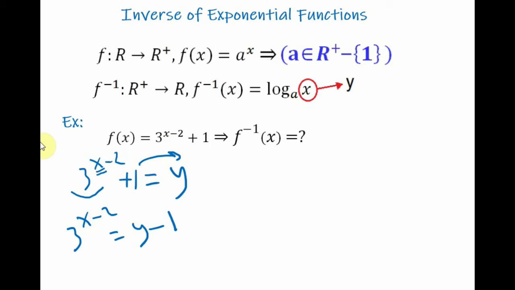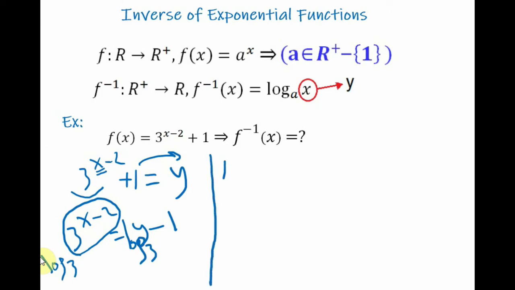So from here, whatever you see as the base of that exponential function, which is 3 here, take the logarithm of both sides in that base. Because we have 3 here, I'm going to take the logarithm of both sides in base 3. I'm going to write the equation again. Logarithm of 3 to the power of x minus 2 in base 3, and the right side is logarithm of y minus 1 in base 3.